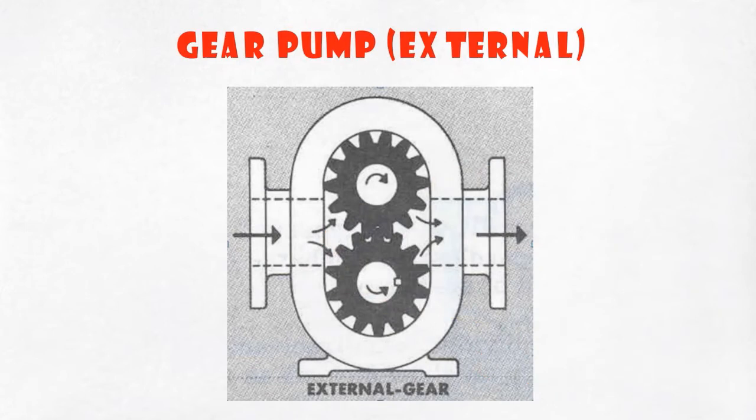This one is the external gear pump. Gear pumps are the simplest rotary type liquid pumps. The liquid first fills the space between gear teeth as they separate on the suction side. The liquid is then carried around and squeezed out to the discharge line.